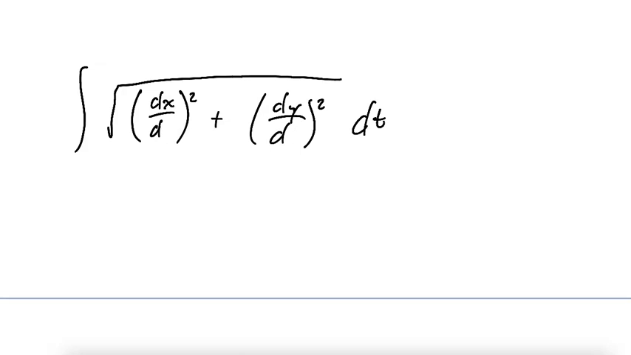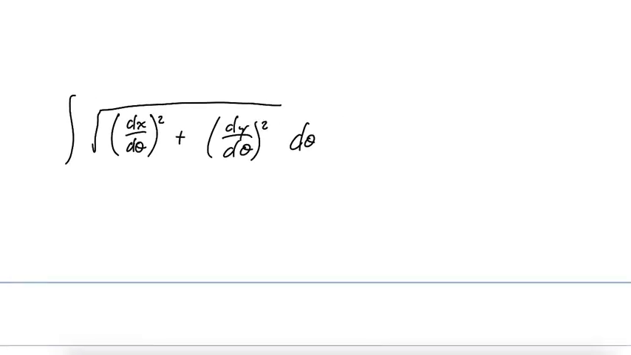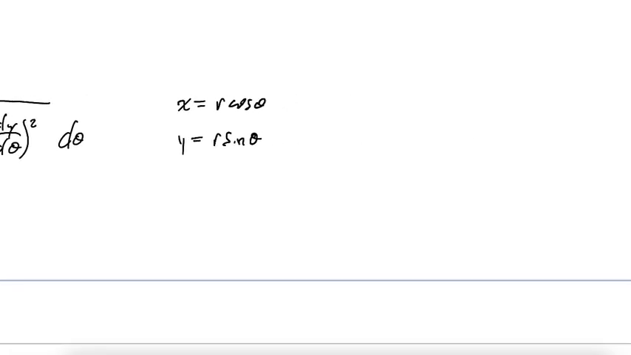And parametrics are based on a parameter. Well, that parameter could have been theta, because I can treat polars as parametrics to an extent. So x equals r cosine, y equals r sine, and that will allow me to find dx d theta and dy d theta, and then substitute those in. So let's take a look at how that looks.